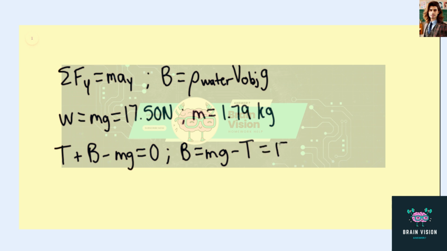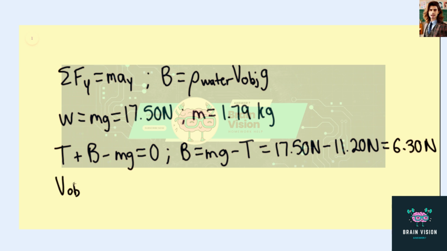This is going to be equal to 17.50 newtons minus 11.20 newtons. This is giving us 6.30 newtons. We can then say that the volume of the object would be equal to the buoyant force divided by the density of the water multiplied by g.